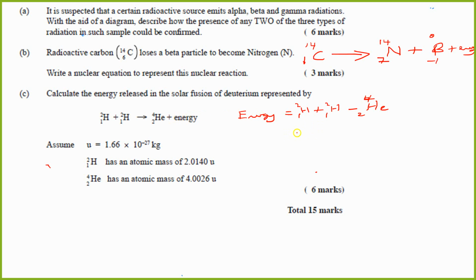So when we do this, the mass of deuterium is 2.0140 U. We'll soon talk about U, and we're adding that again to one more deuterium, 2.0140 U, minus the mass of the helium, which is 4.0026 U. If you have any questions for me, please just remember to ask them. Let me know if you're understanding what's going on here for the most part.